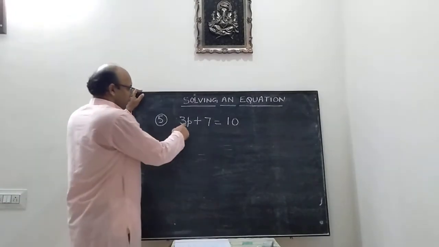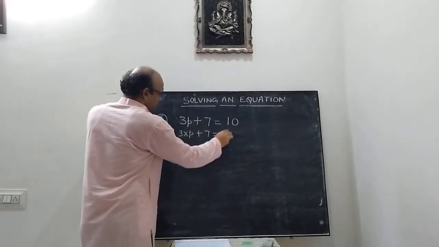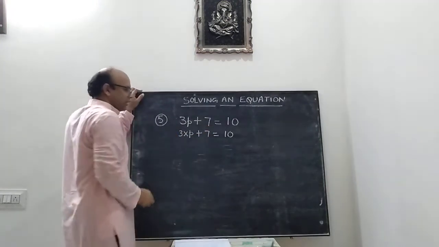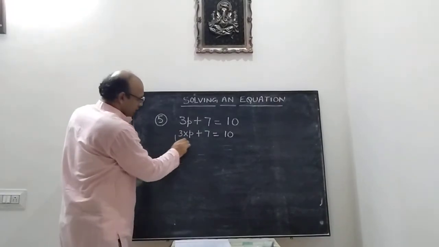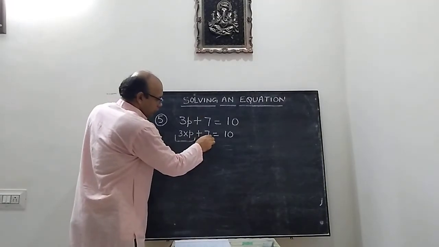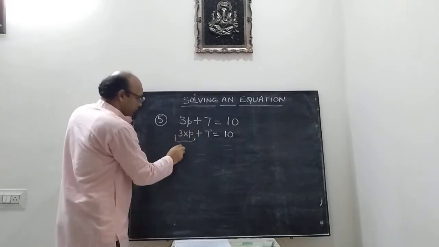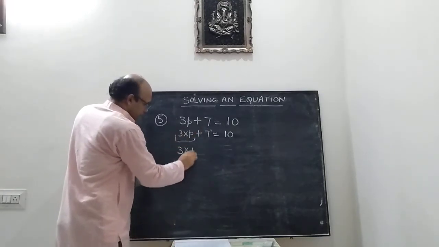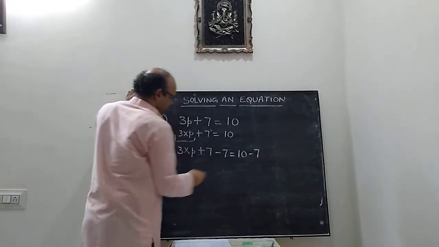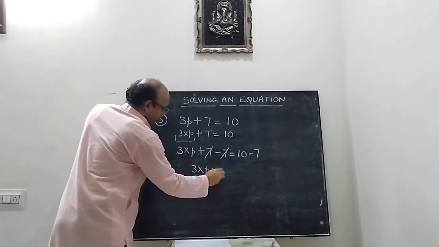First of all, we see this as 3 into p plus 7 is equal to 10. So what we do is, we first cancel out the effect of this term, because this is a single term. You cannot take 3 directly to the other side. First of all, we try to remove this 7. So we subtract 7 from both sides. Plus 7 minus 7 equals 10 minus 7. 7 cancels out. You have 3 into p is equal to 3.